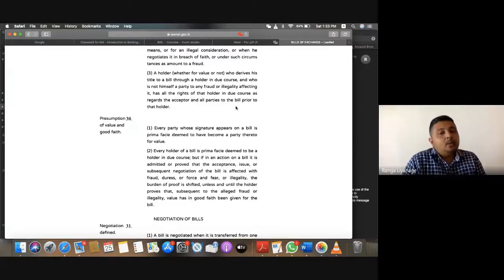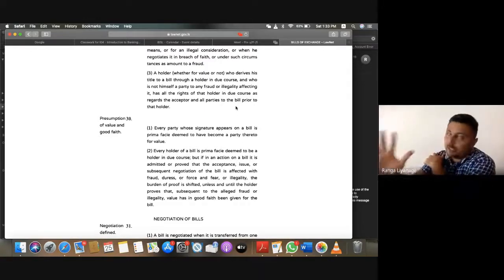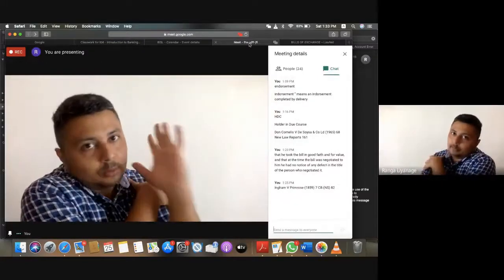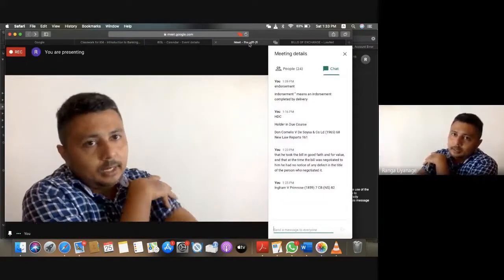Every party whose signature appears on a bill is prima facie deemed to have become a party thereto for value. So if your signature is there on the bill, invariably the law thinks, unless you prove otherwise, right? Unless you prove it is not the case, if your signature is there on a bill, the law thinks that you are a party to the bill, right?